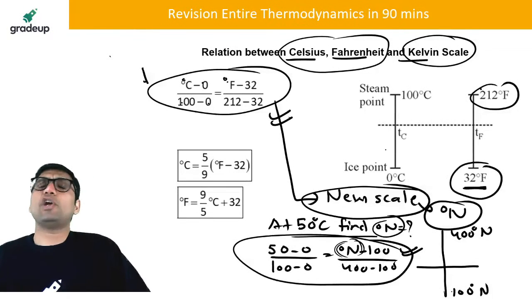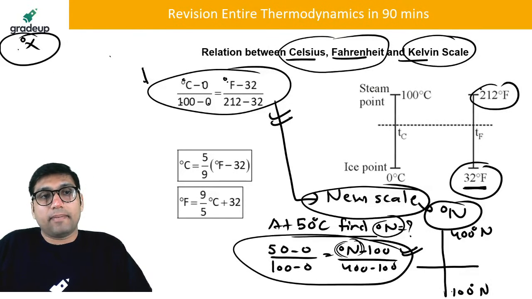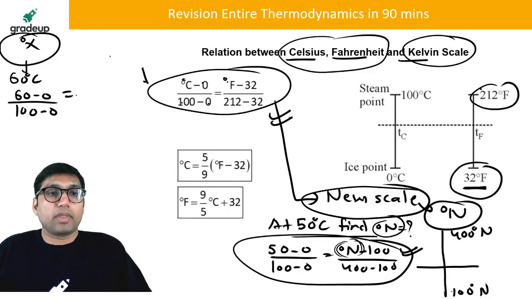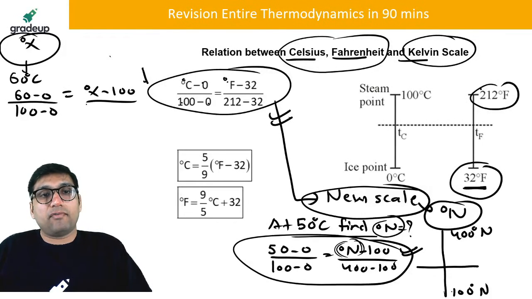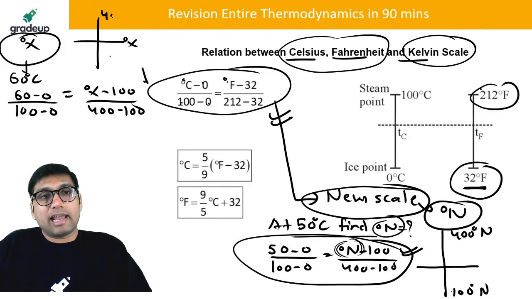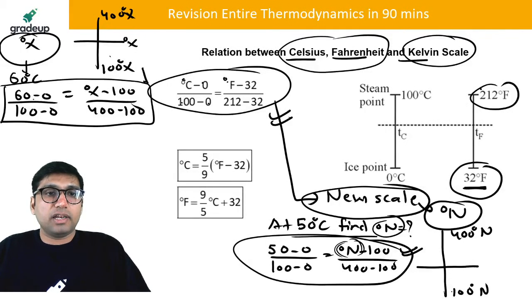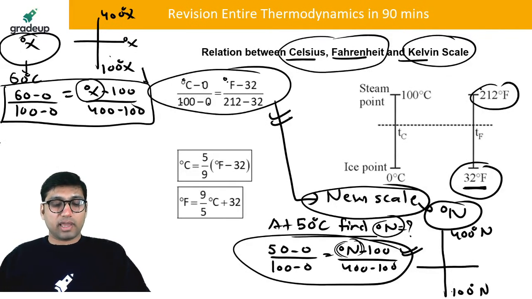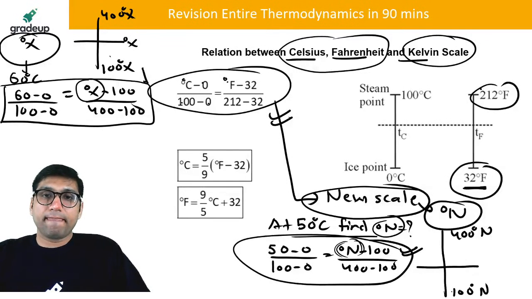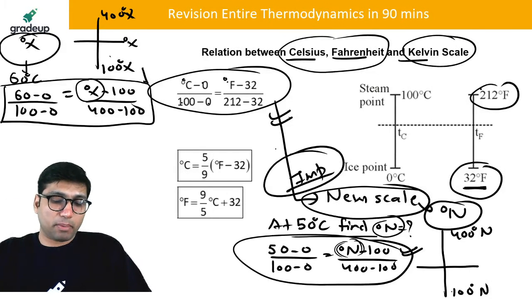So if they give you any new temperature scale, let us say degree X scale, and they ask you to find the temperature at 60 degrees Celsius, that will be 60 minus 0 divided by 100 minus 0 is equal to degree X minus 100 divided by 400 minus 100. Let us say they have given a new temperature scale which is degree X. The steam point is 400 degree X and the ice point is 100 degree X. So you can use this relation to find the temperature in the new scale. Clear everyone? Yes, this is a very important thing that can be asked in the GATE exam. They can ask you these types of questions.